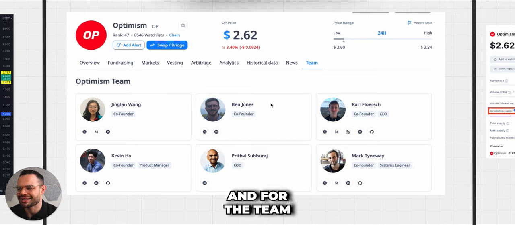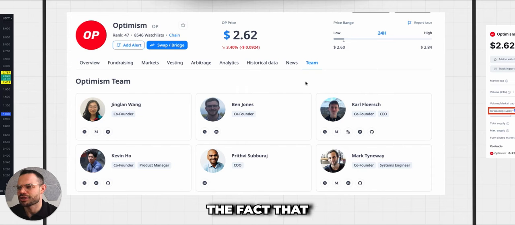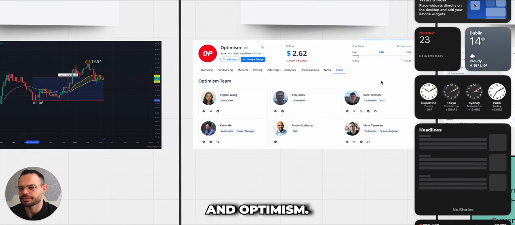And for the team at Coinbase to go and leverage optimistic rollups and a lot of the underlying technology that Optimism has built, I think just reflects very well on the team and the technology that Optimism has built out thus far. So again, you can research these people in your own time, but I just wanted to mention the fact that there's a lot of intertwinement here between Base and Optimism.